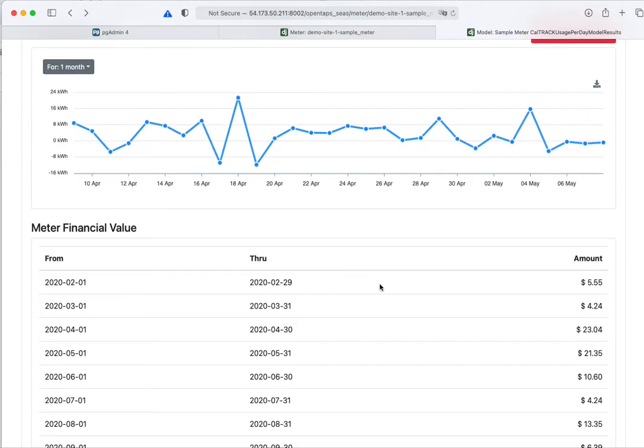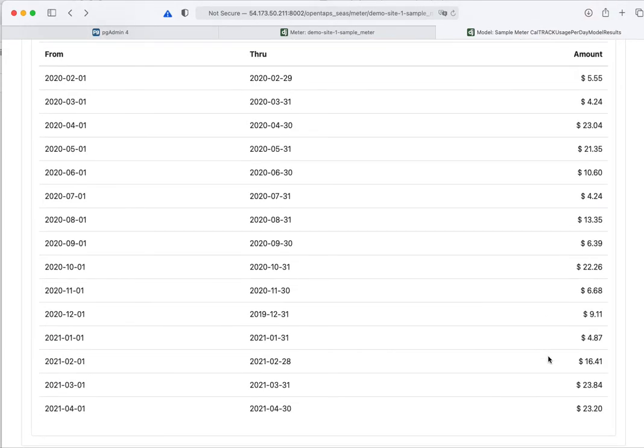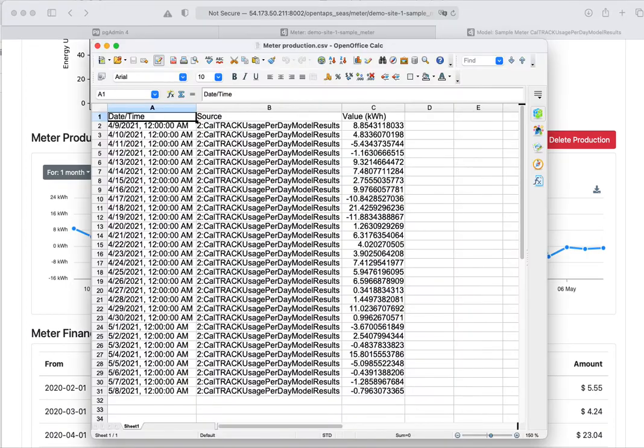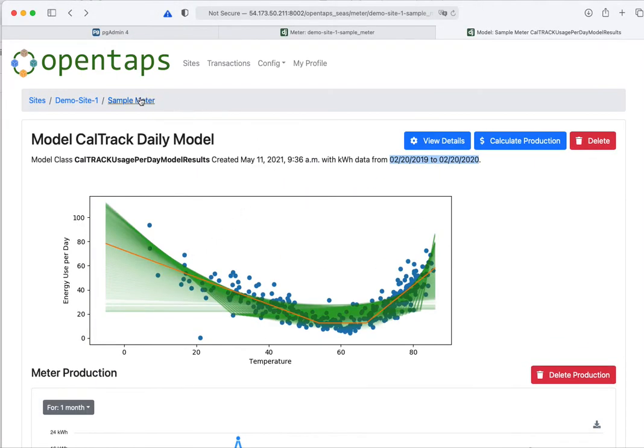And then with a simple rate calculator, you can calculate the value of the energy savings. So you can click here to download, and this will download by day the energy savings or energy loss versus the model. So that's the daily model.